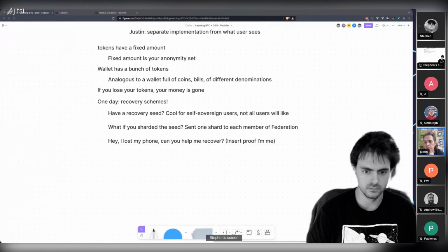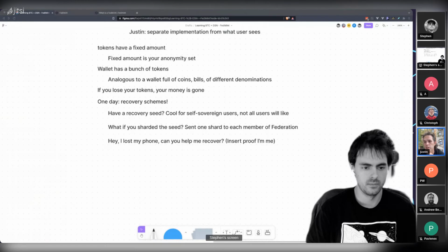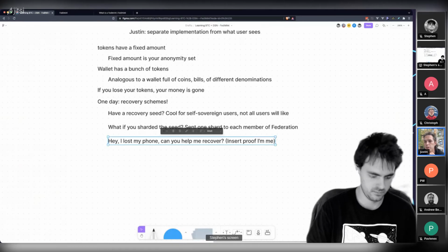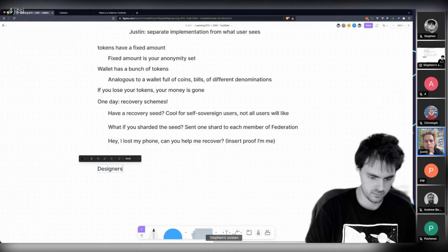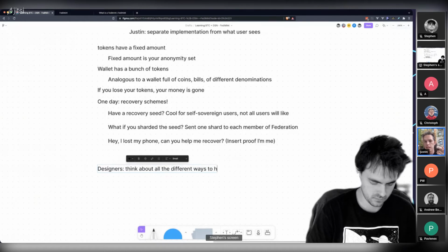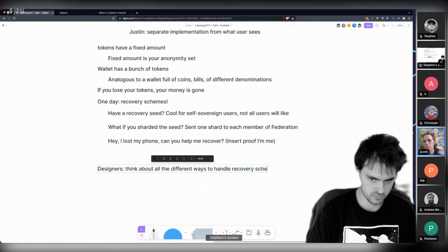And this would be a real place where designers could contribute. I think this would be a really fascinating thing to think of all the different ways these recovery schemes might work. There was an interesting proposal in our Discord today, chat@fedimint.org, if you want to go to where the developers are. I try to pop by the design Slack every once in a while, but I'm on the Discord a lot more.